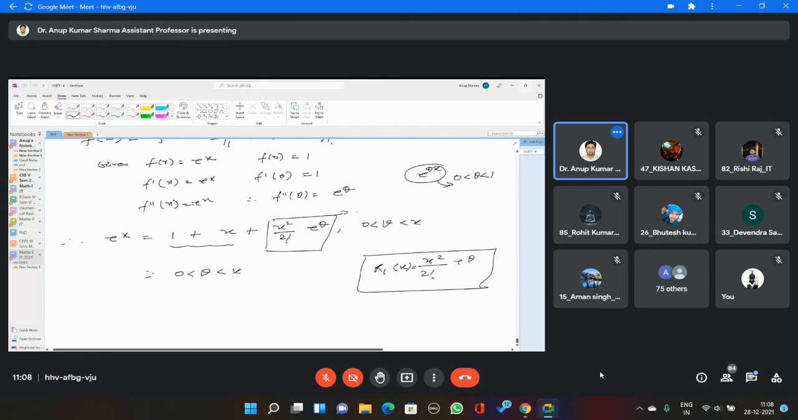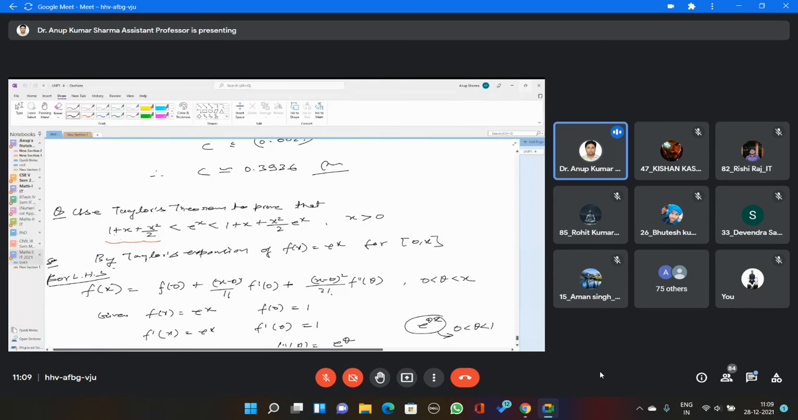Remainder, that means R1x. So in the whole expression we include only up to 2 degree. So with 2 degree we are including our remainder. We are not excluding our remainder. You see in the last problems, when there are such types of expressions, we have to write them including the remainder. In this case also it's including the remainder.